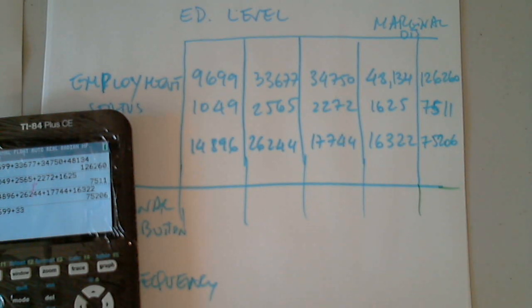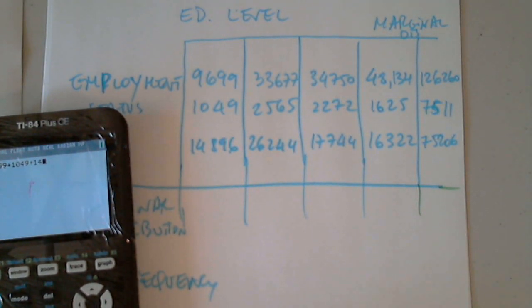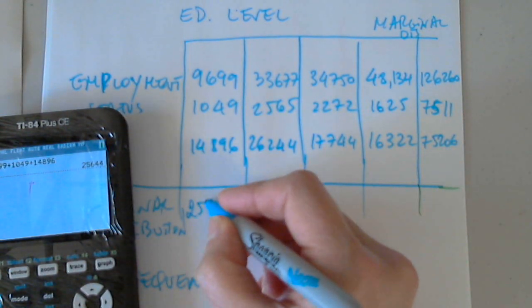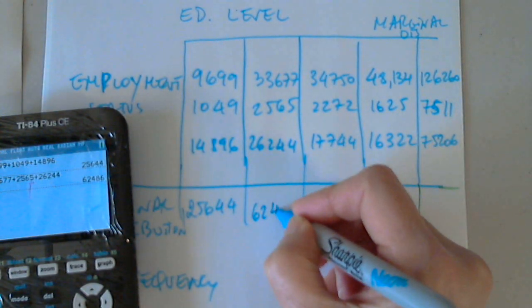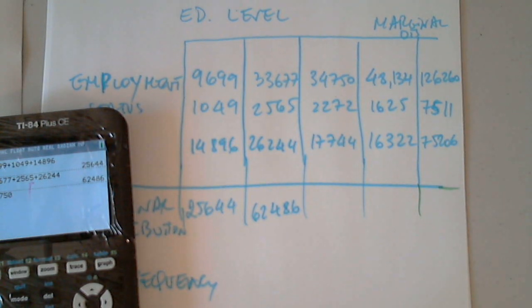And now columns. 9699 plus 1049 plus 14896: 25644. 33677 plus 2565 plus 26244: 62486. 34750 plus 2272 plus 17744: I got 54766. 48134 plus 1625 plus 16322: I got 66081.